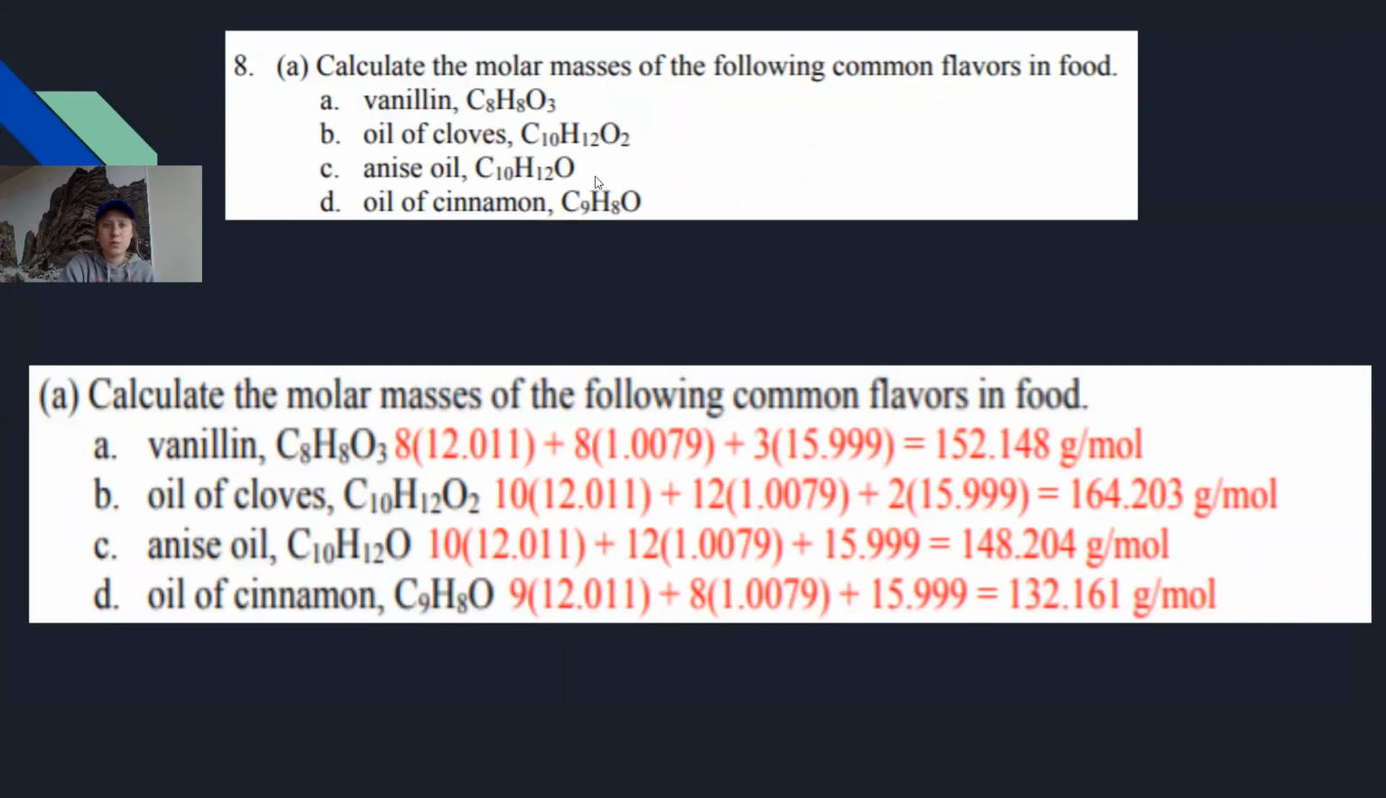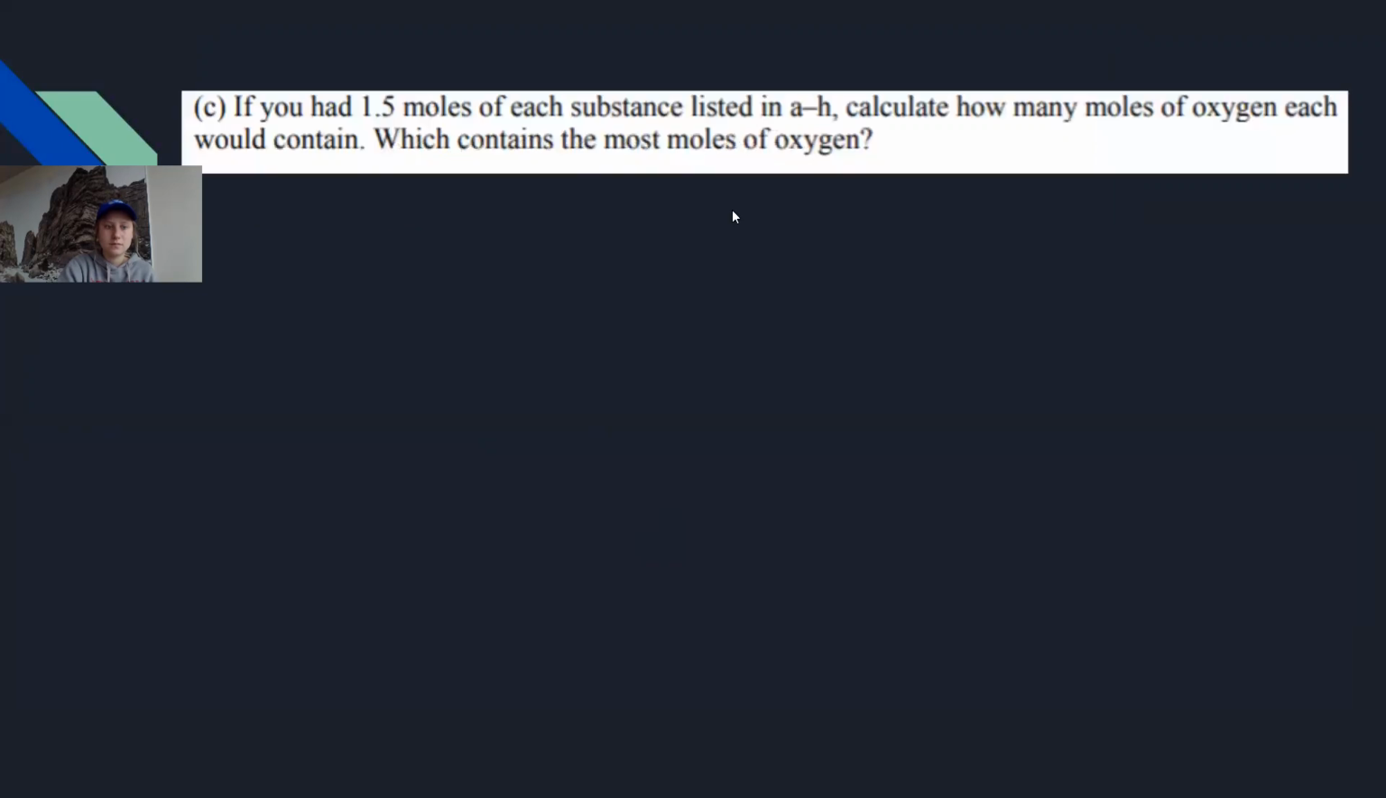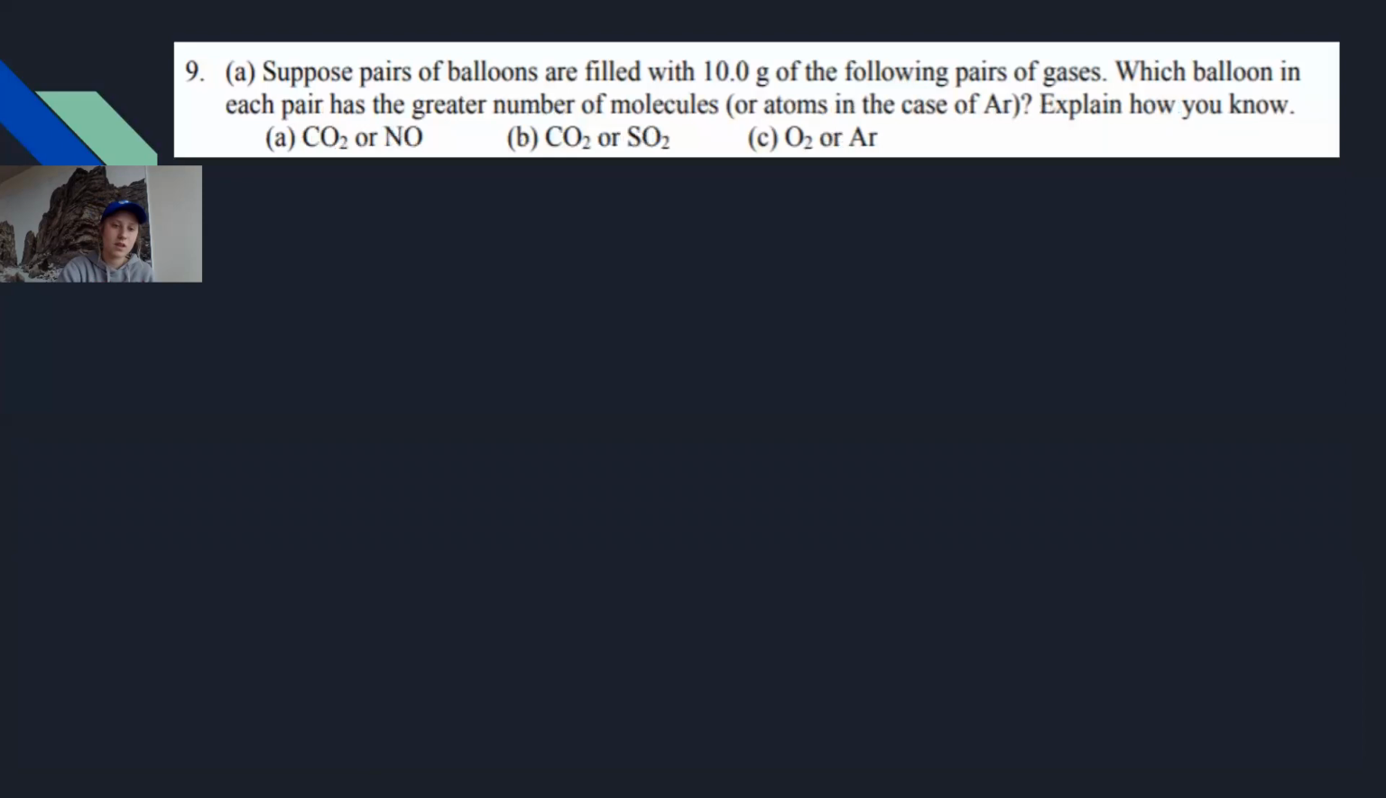So there's 3, 2, 1, 1, and then 11, 3, 5, and 6. So I think sucrose, yeah. Sucrose contains the most moles of oxygen. And you didn't have to do any calculations here because you had 1.5 moles of all of them. So you have the same number of moles of all of them. So that means the amount of oxygen is just based on a 1-to-1 ratio. So then you just look at how many moles of oxygen per compound.